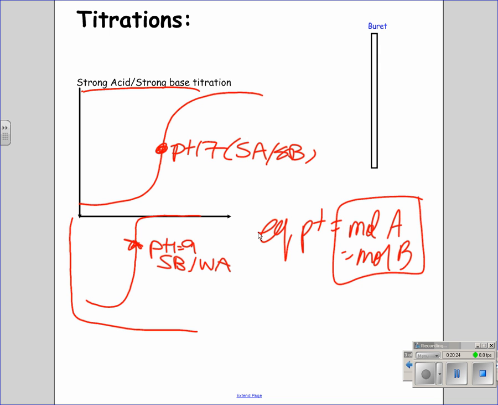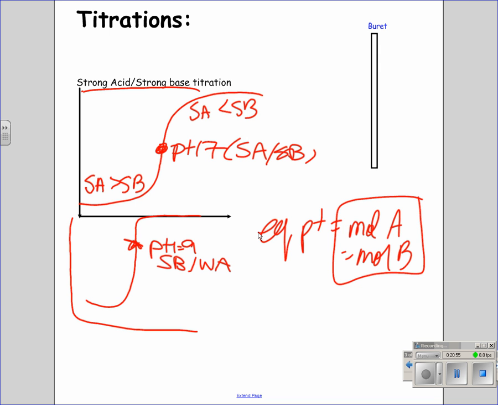Okay, so you realize that once I'm here, I'm at my point where it's going to start to get more basic now. So here I've got a lot of acid and not so much base, right? What about up here? Right, I've got more base and less acid. So who's my limiting reagent down here? The base, thank you, because I have less of it. Who is it up here? The acid, because I have less of it. Here they are exactly equal.